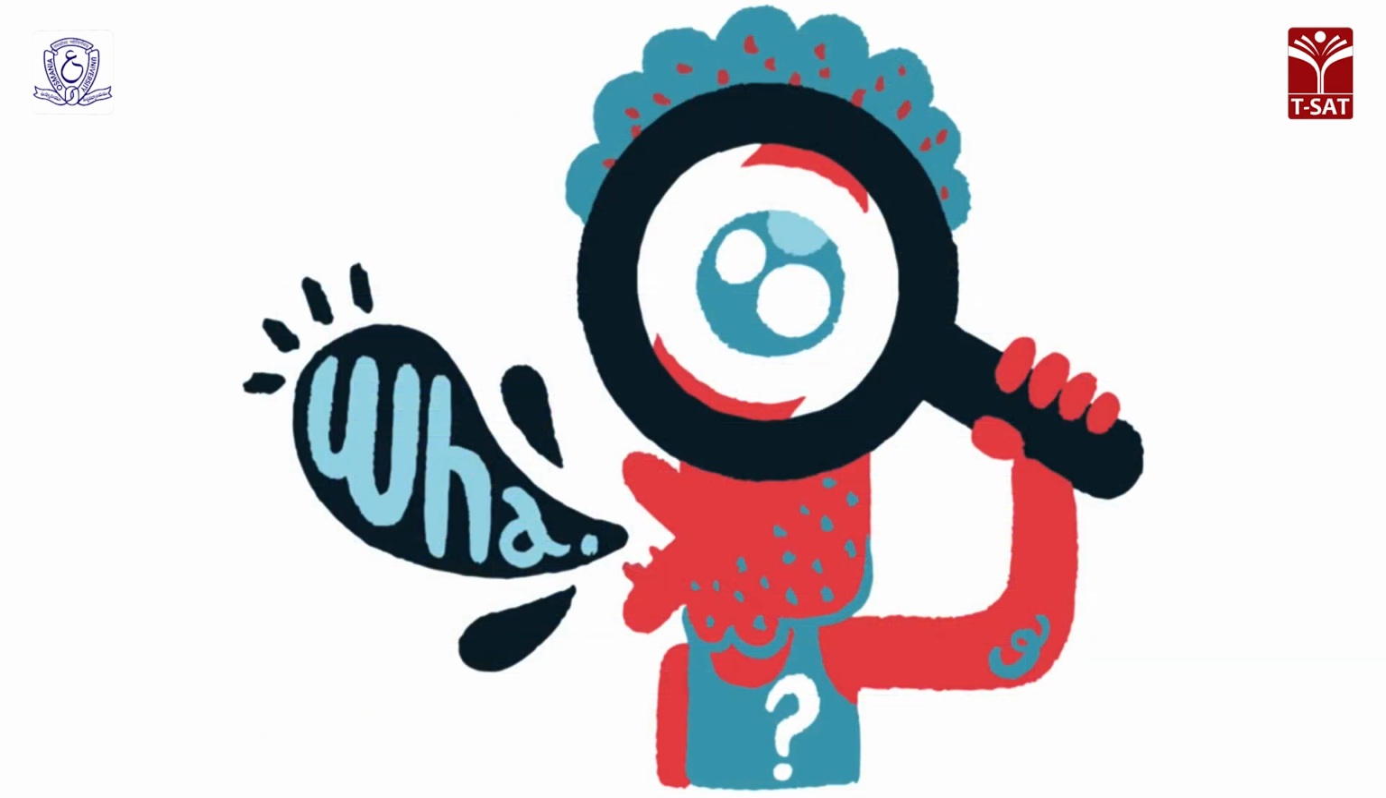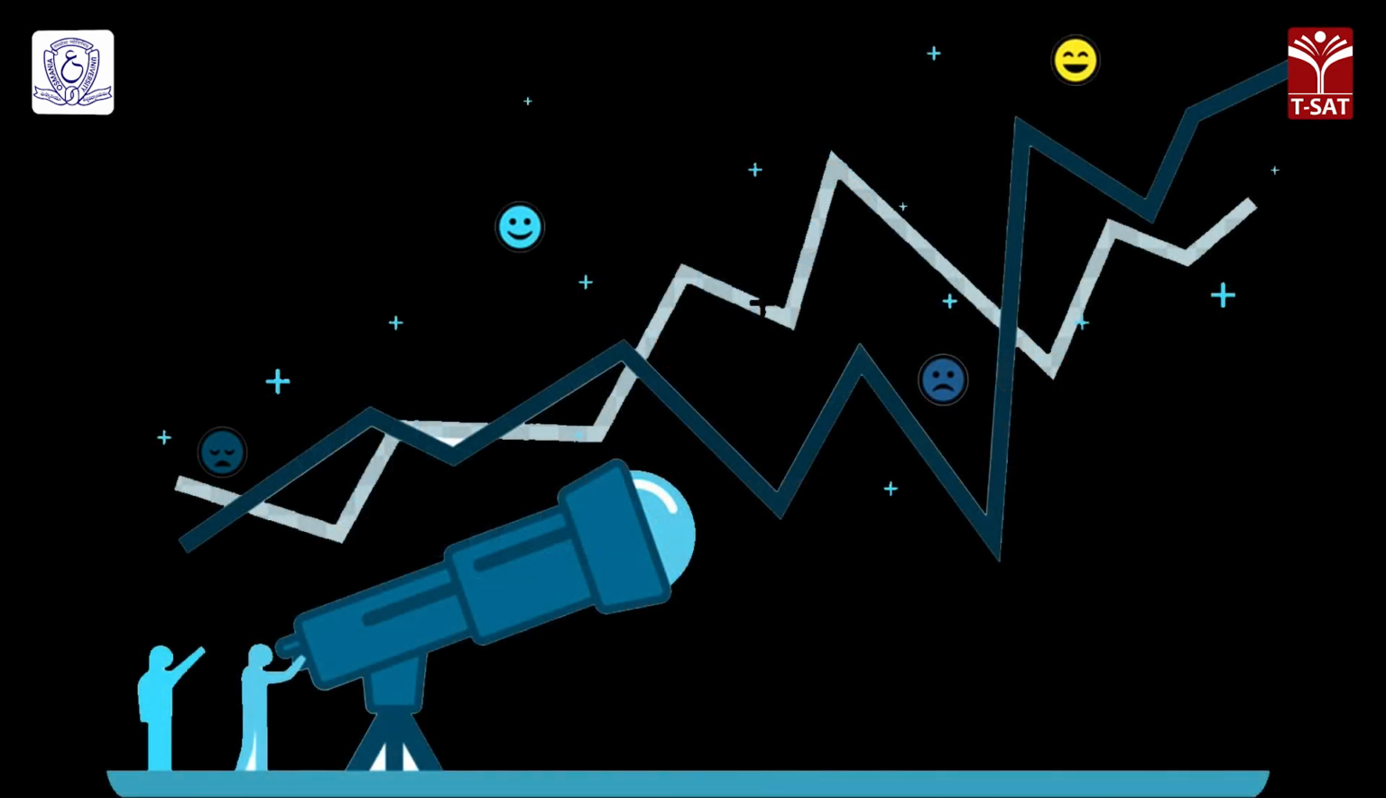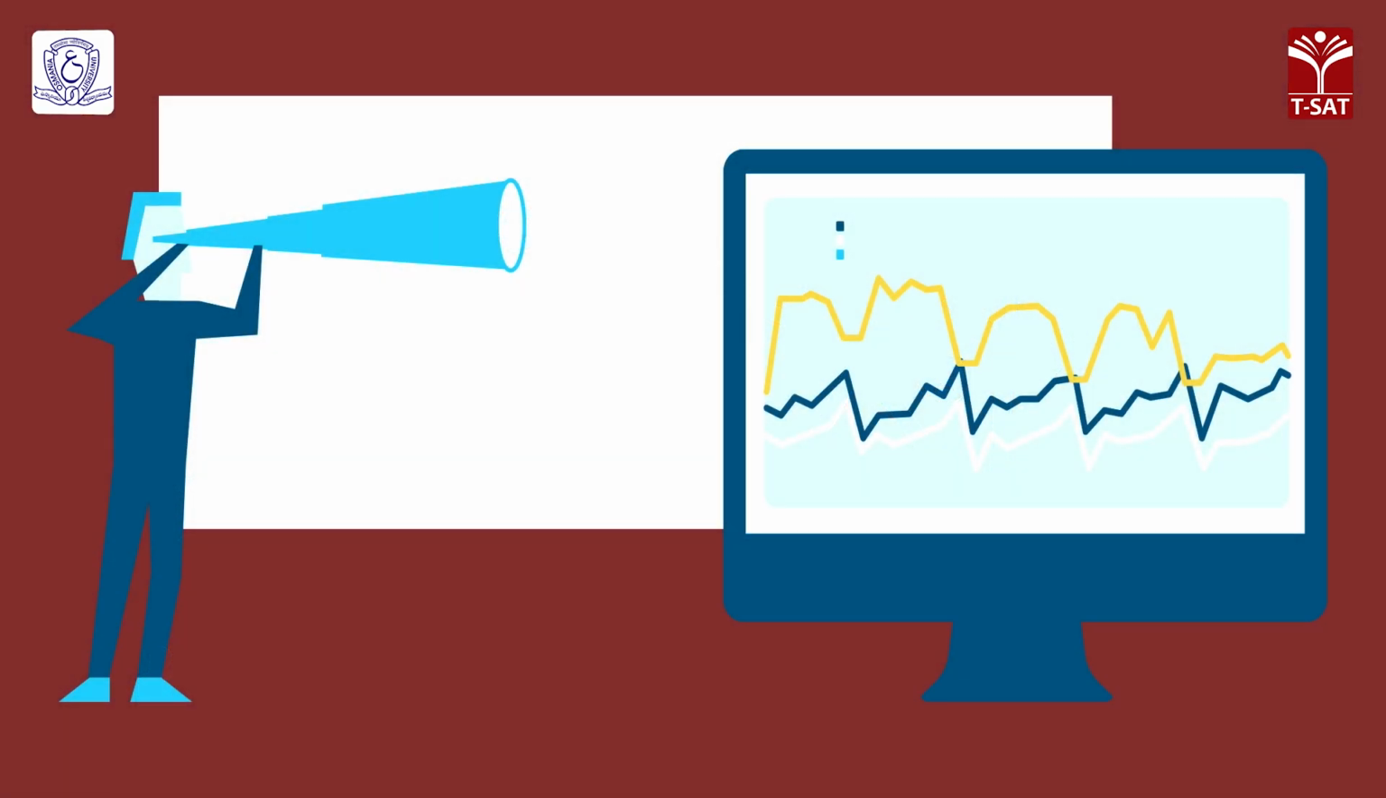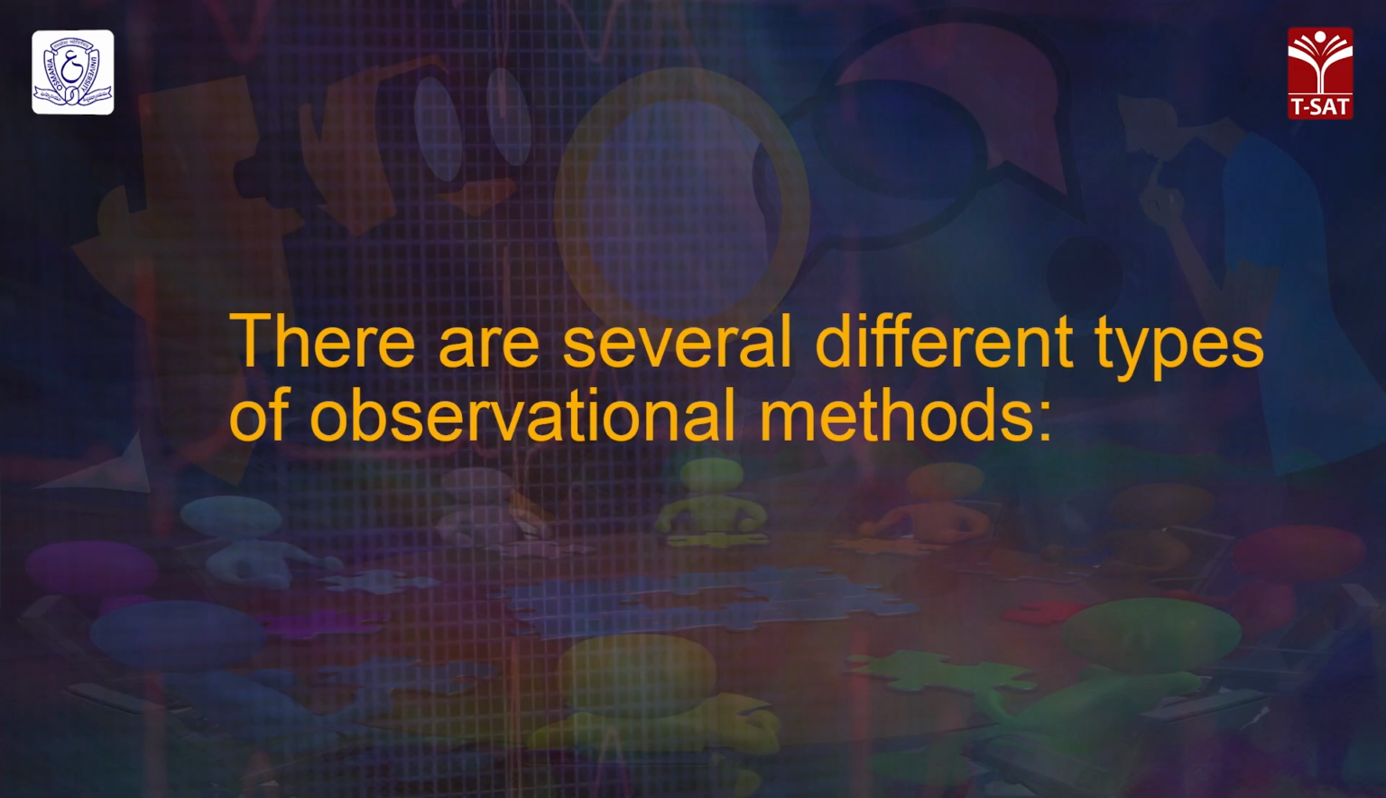As mentioned previously, observational research is non-experimental because nothing is manipulated or controlled. And as such, we cannot arrive at causal conclusions using this approach. The data that are collected in observational research studies are often qualitative in nature, but they may also be quantitative or both, mixed methods. There are several different types of observational methods.